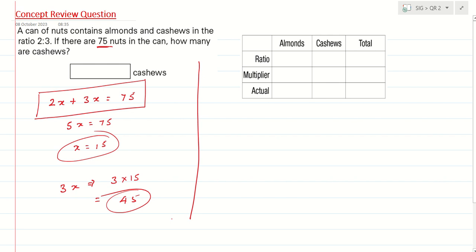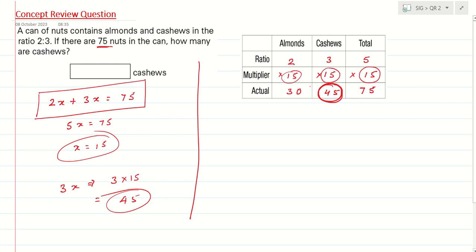So what is the other way to solve it? I can look at the table. The ratio is given, almonds and cashews 2 and 3 here. Total parts I can say 5. And I know 75 is the total actual value of nuts, right? So what should the multiplier be here? 15, correct? So here it should also be 15, the same common multiplier. So how much do I get here? I get 30 actual here, and 45 actual here. My answer is the actual number of cashews. This is my answer: 45.